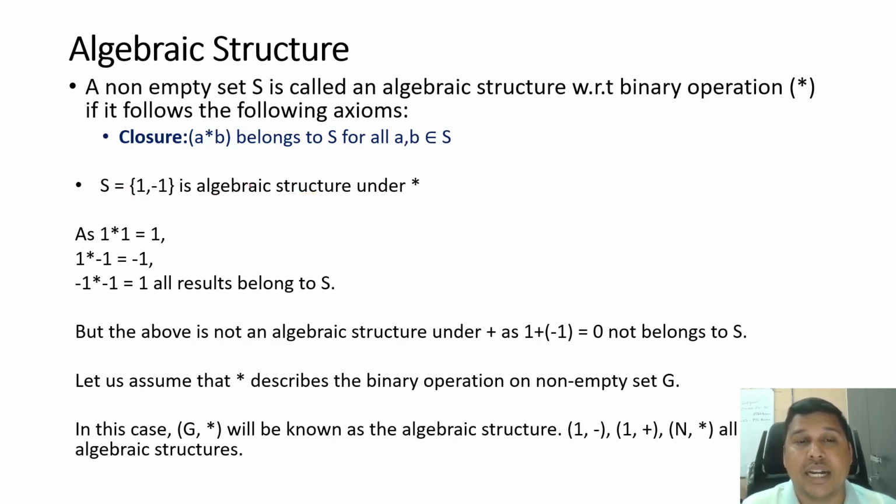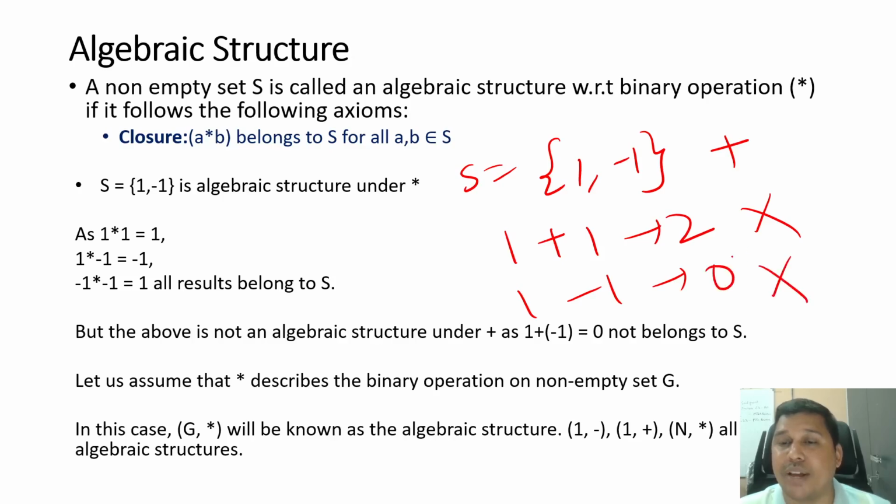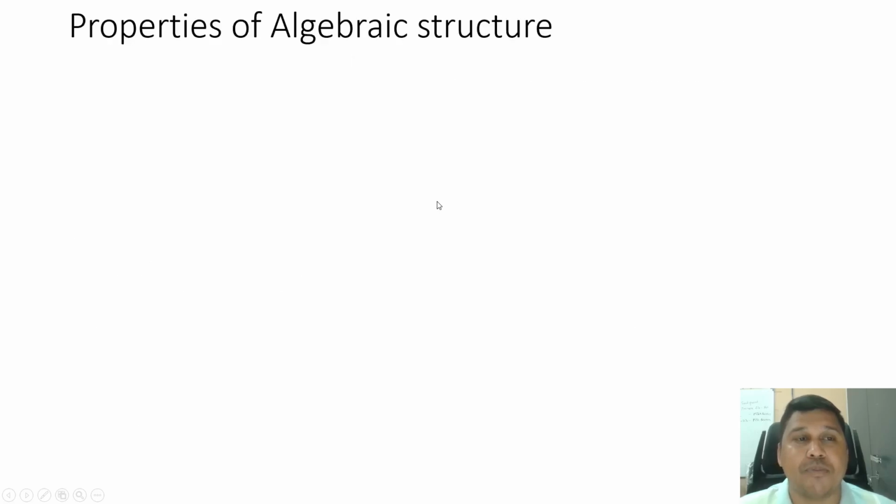Is it true that S = {1, -1} is an algebraic structure over addition? No. Why? 1 plus 1 is 2, and we don't have that in this set. 1 minus 1 is 0, which we also don't have in our set. Therefore, the set S over the addition operation is not an algebraic structure. It does not satisfy the property. So here the binary operation star doesn't mean multiplication. Remember that. So what are the different properties of an algebraic structure? Let's see them one by one.